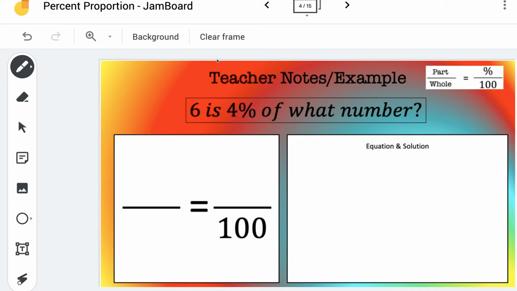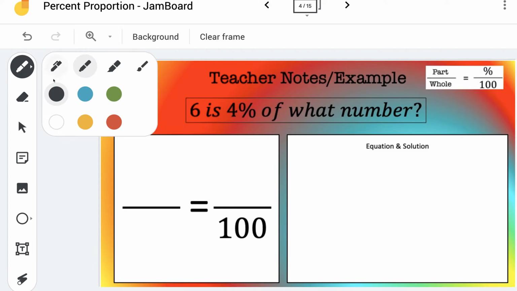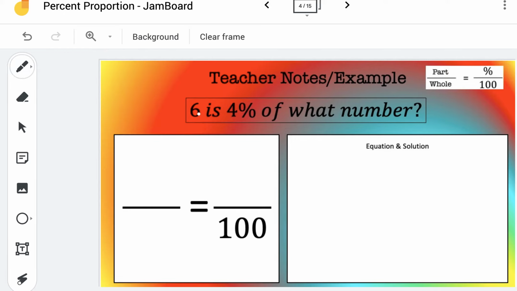Hey everyone, for this problem, we're going to use the percent proportion to figure out 6 is 4% of what number. All right. So again, we have the percent proportion over here. So come on over here and grab a marker or a pencil. It's up to you. Okay. So the question again is 6 is 4% of what number?